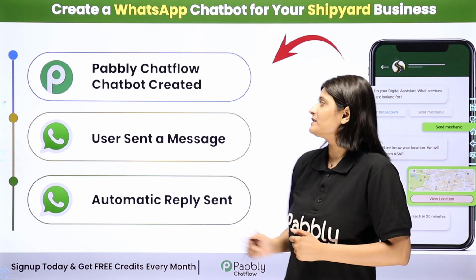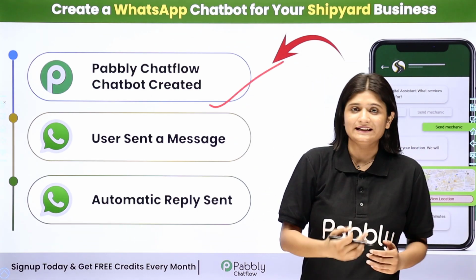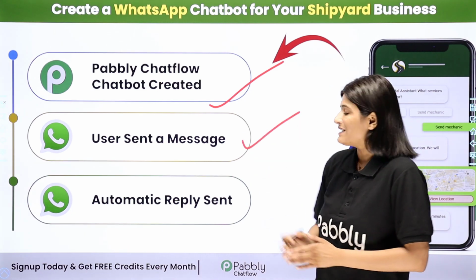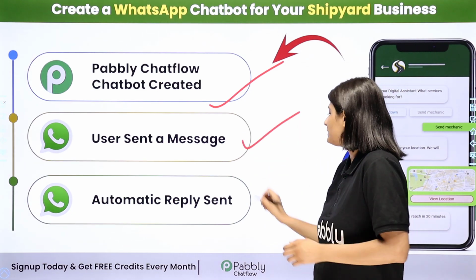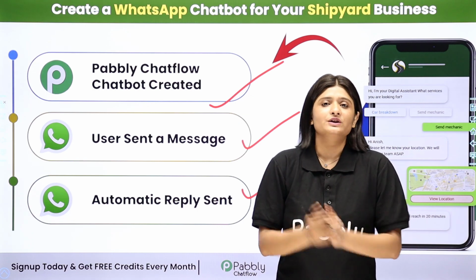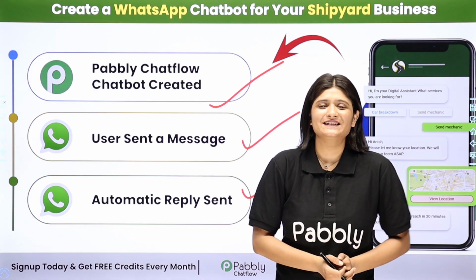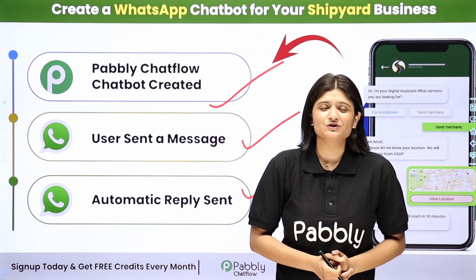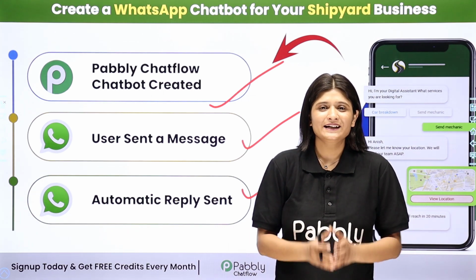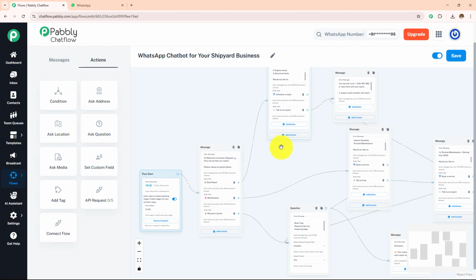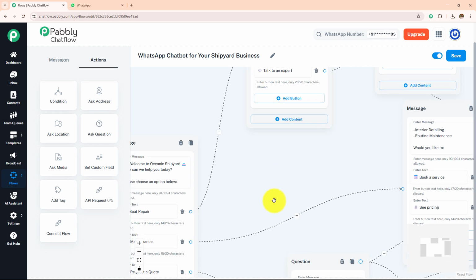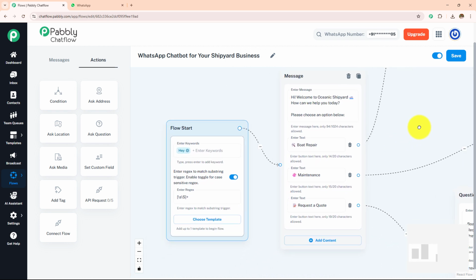With the help of this WhatsApp chatbot, whenever this chatbot is created, the user is going to send me a message and I'm going to automatically reply to that user based on their queries. Now, if you want to learn the step-by-step process of how you can create this WhatsApp chatbot with the help of Pabbly Chatflow, then let me take you all to my screen. In this video, we are going to see how to create a WhatsApp chatbot for your shipyard business.